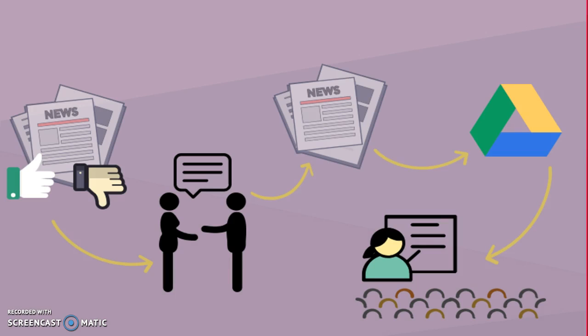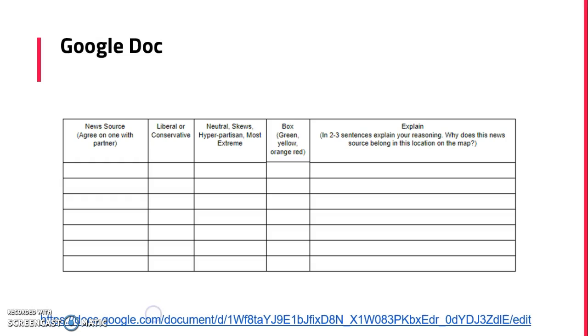Once the Google Doc is finished, we're going to discuss it all as a class. I'm going to be asking questions like, did you disagree or agree with Vanessa Otero? Did anybody disagree with their partner? That kind of thing. So here is the table that's going to go on the Google Doc.